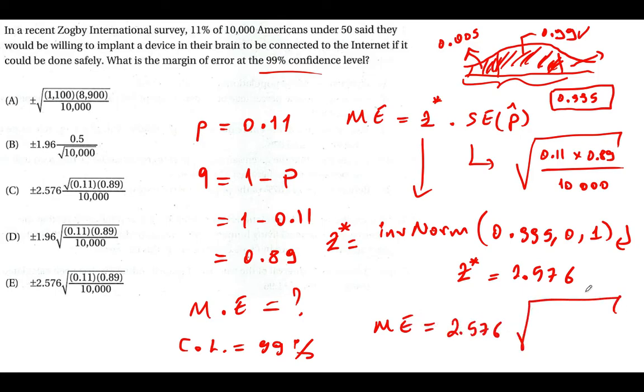2.576 times the square root of 0.11 times 0.89 divided by 10,000. Since for the margin of error we say plus minus, I should put plus minus here. So my result is, could it be E? Let me check. I think the result is E.